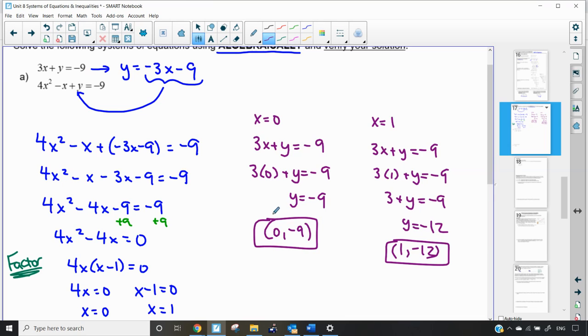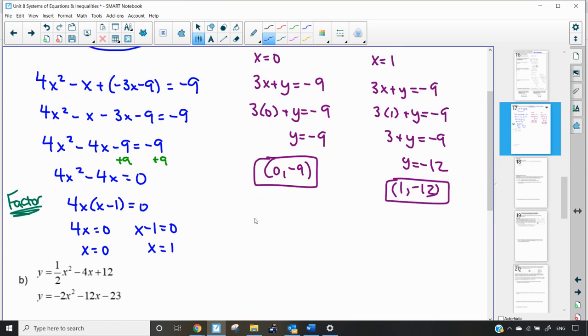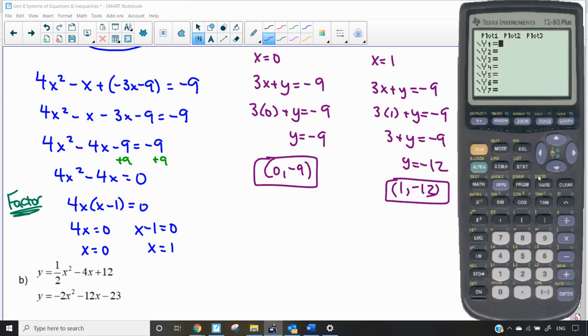Now, if I want to verify my answers, I'm going to graph. So in order to enter these equations into my calculator, I'm going to have to rearrange. Notice I have 3x plus y equals negative 9. So that would give me y equals negative 3x minus 9.